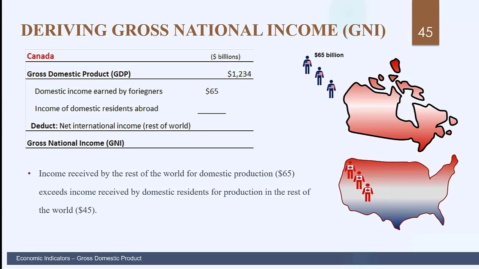Also, suppose that Canadian nationals in the U.S. produced $45 billion in that country. So this would be income of domestic residents abroad. So that's $45 billion. And then when we subtract these two, we get net international income with the rest of the world. So in this case, it's going to be negative 20. We're going to subtract 20 from gross domestic product to arrive at gross national income, which is $1.214 trillion.